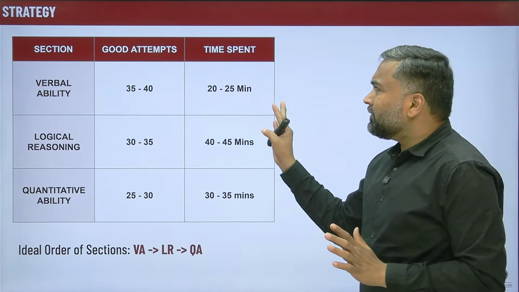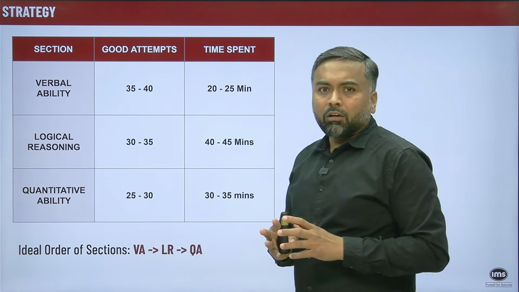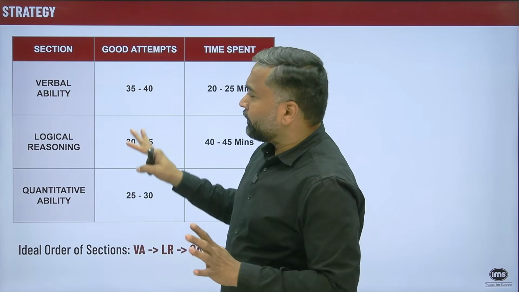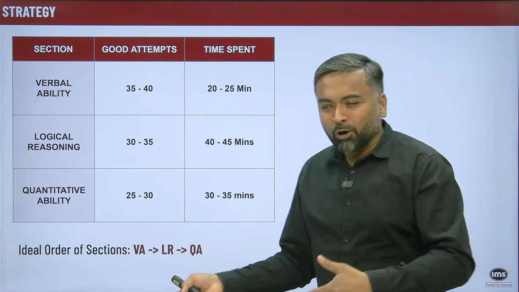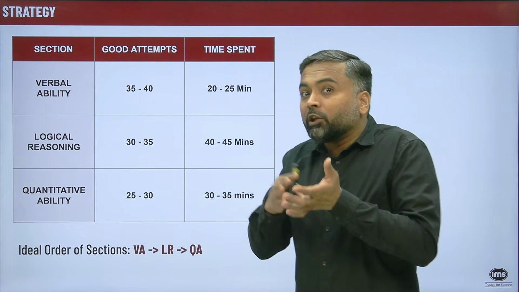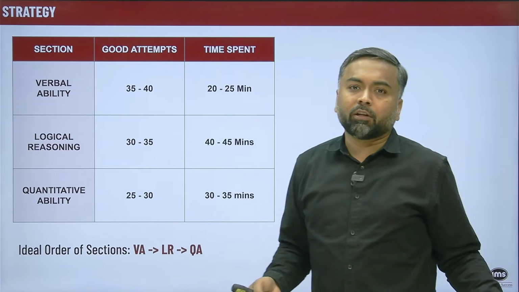So ideally, verbal should not take more than 25 minutes, and though we have written your good attempt to be 35, 40, I would say that you should be able to attempt all 40 questions. Probably 35 would be a genuine attempt, because then there is no negative marking. Ideally, you should be attempting everything.